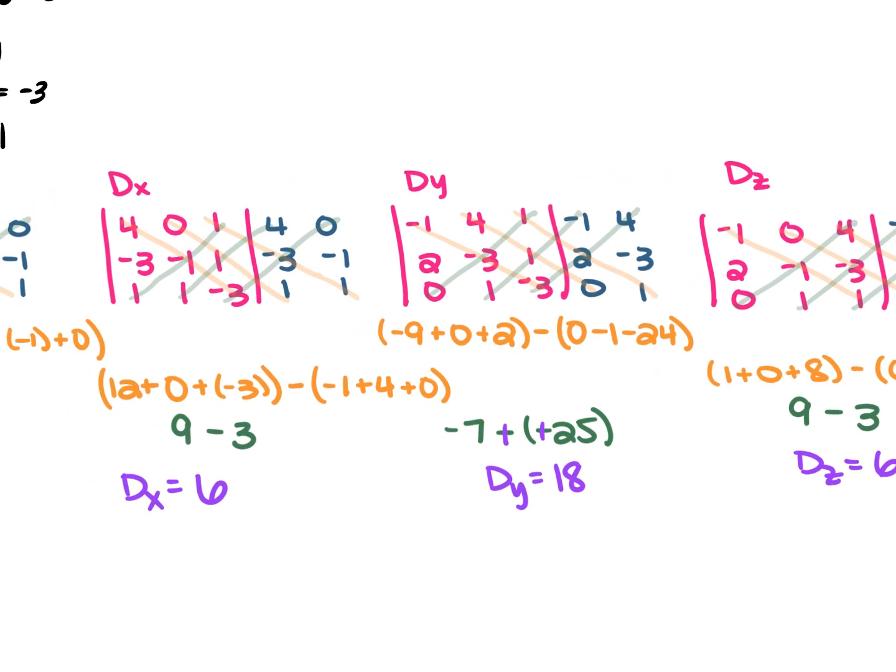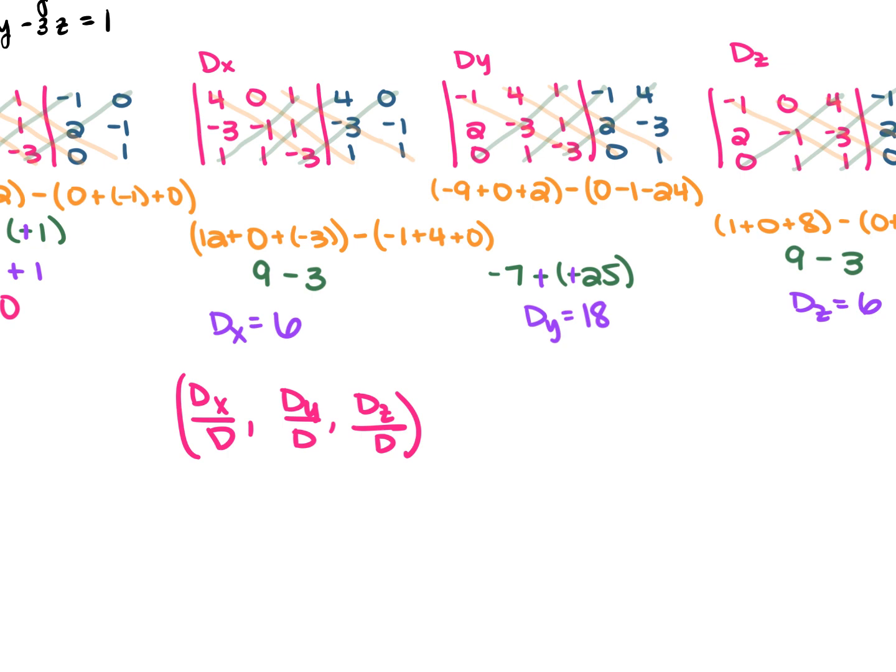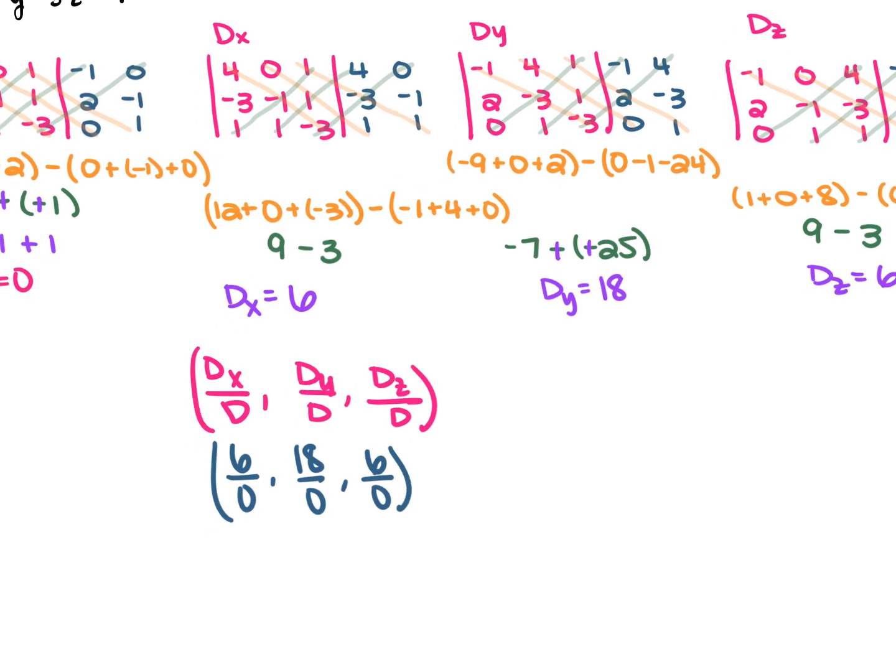So again, we're going to have an answer for this one that is d sub x over d, comma, d sub y over d, comma, d sub z over d. Your d sub x is 6 over d, which is 0, comma, d sub y is 18 over 0, comma, d sub z, which is 6 over 0. These are all undefined. So for this one, because 0 is in the denominator, we have no solution.